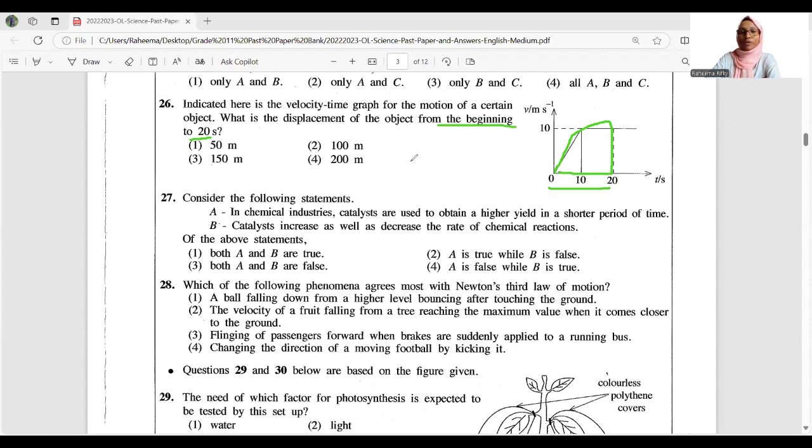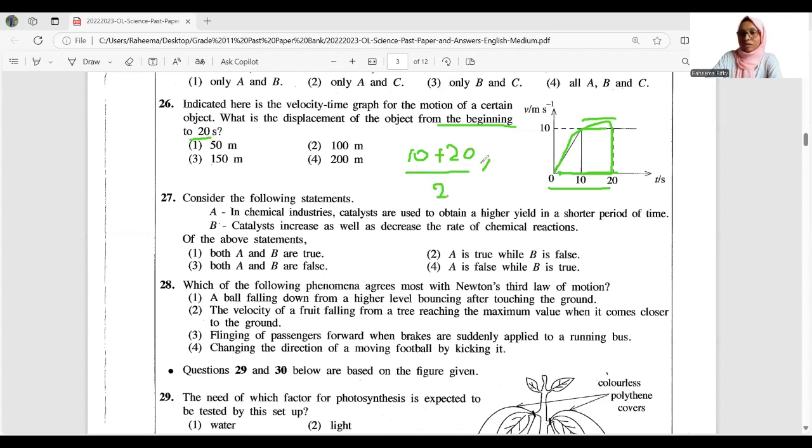If you want to find the displacement in a velocity time graph, we have to get the area of the graph. So we have this shape. To find the displacement, we take the lengths of the two parallel sides, add them, divide by 2, and multiply by the height. So this distance is 10, and then the below length is actually 20. We have to add them and divide by 2.